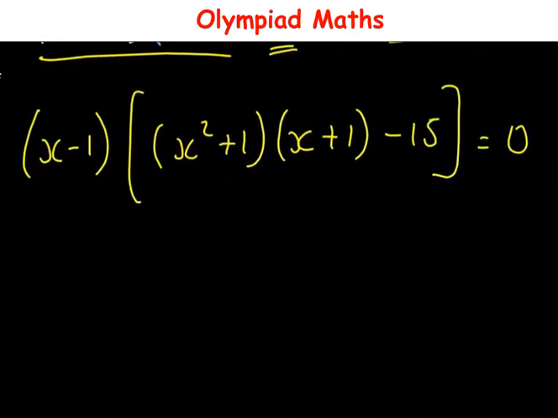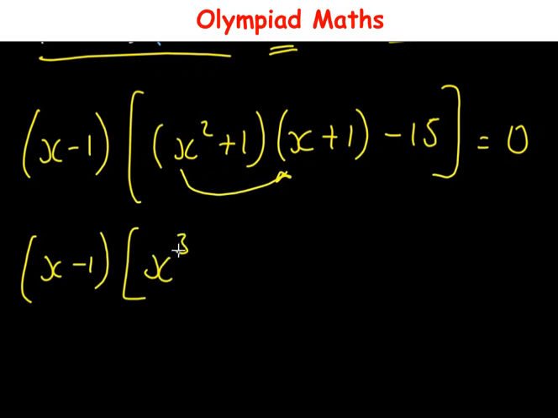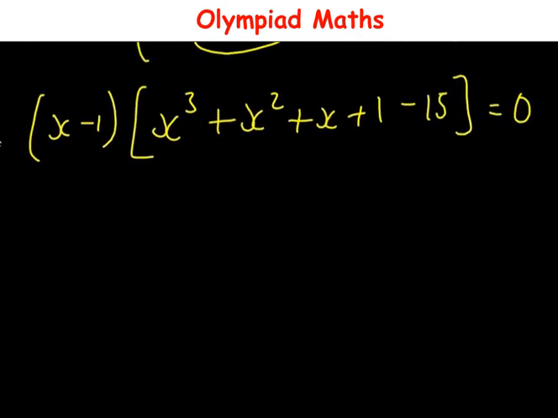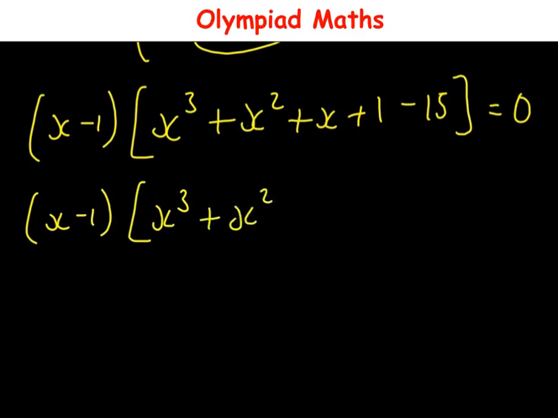Now, from here, we have in brackets x minus 1 multiplied by x squared will multiply x. We have x raised to power 3. X squared will multiply plus 1. We have plus x squared. 1 will multiply x plus x. 1 will multiply 1 plus 1. Then we have minus 15. All of this equals 0. So from here, we have in brackets x minus 1 multiplied by x raised to power 3 plus x squared, then plus x plus 1 minus 15 equals minus 14. All is equal to 0.